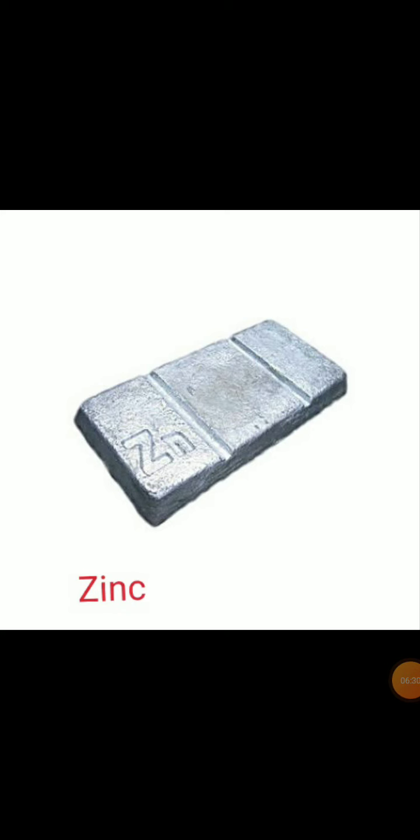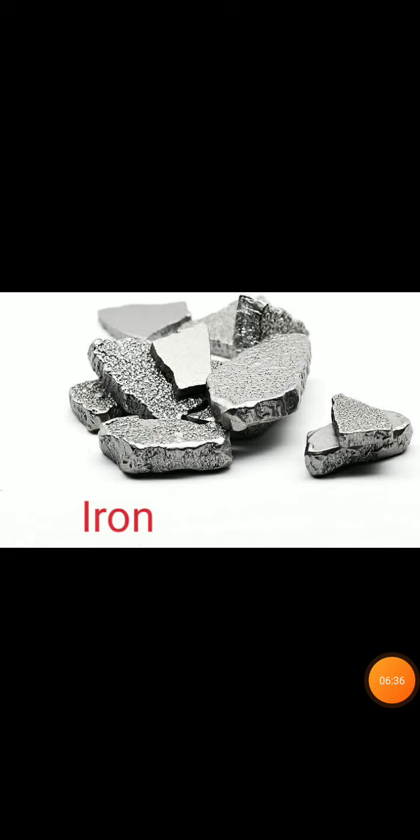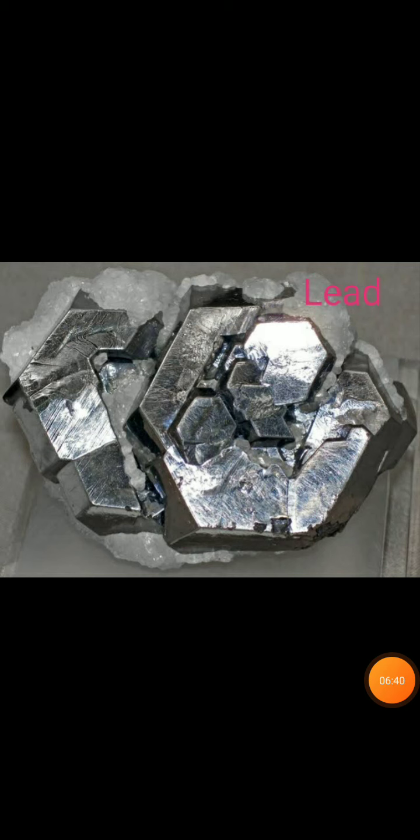The metals in the middle of the activity series are zinc, iron, lead, etc. So these are the metals in the middle of the activity series which are found in the Earth's crust mainly as oxides, sulfides or carbonates.